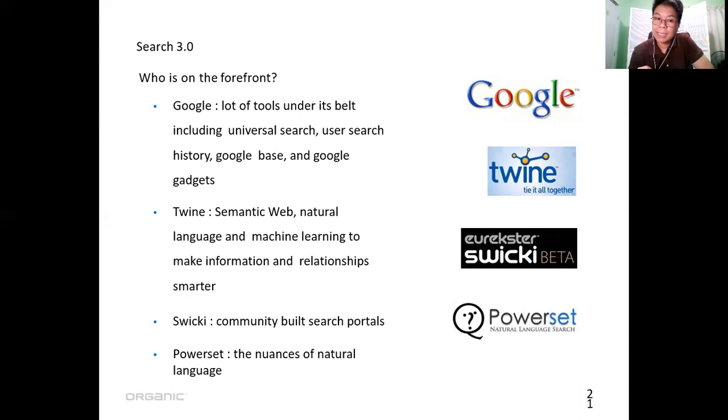So Swiki is a community-built search portal. What's the Swiki beta? It's a UX store. These are probably still developing. Okay, and then of course, what is PowerSet? It is actually the nuances of natural language.